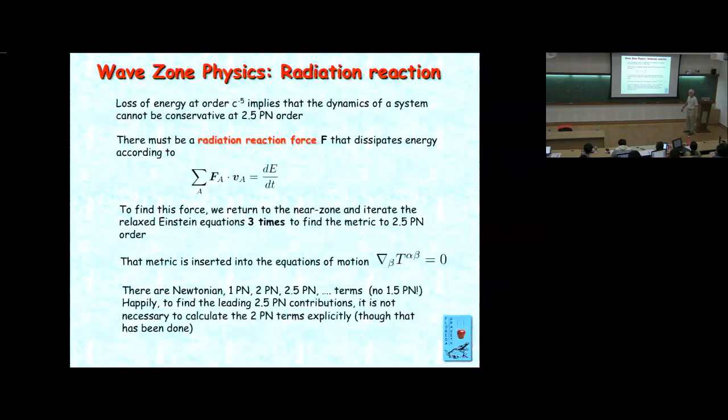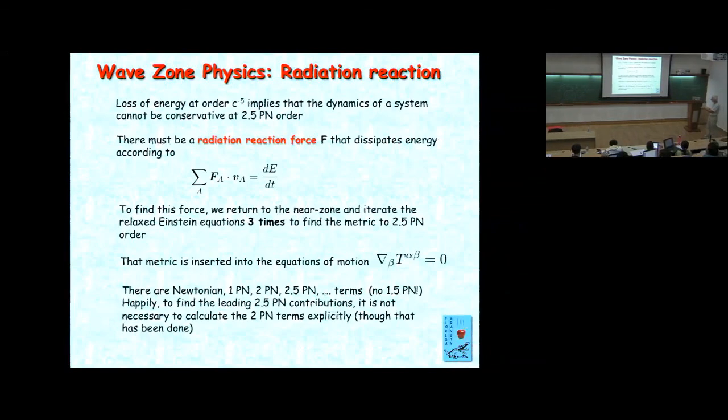But on the other hand, all this work has been done. So we know the 2 PN terms explicitly. We know the 3 PN terms. We know the 3.5 PN terms and on and on. But if you just, as students, want to do the calculation, you can go all the way to 2.5 PN and work out those terms without worrying about this mess. And this is what we do in Poisson and Will. We skip that and just go directly to that.